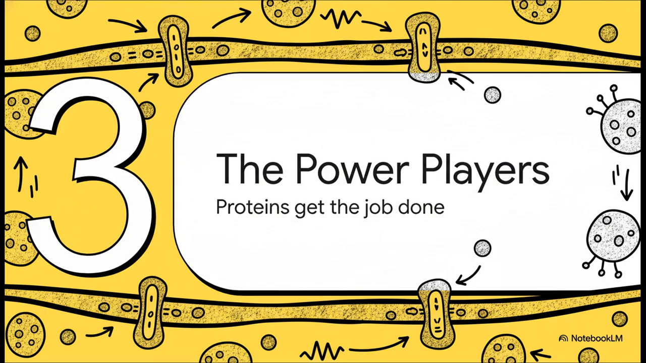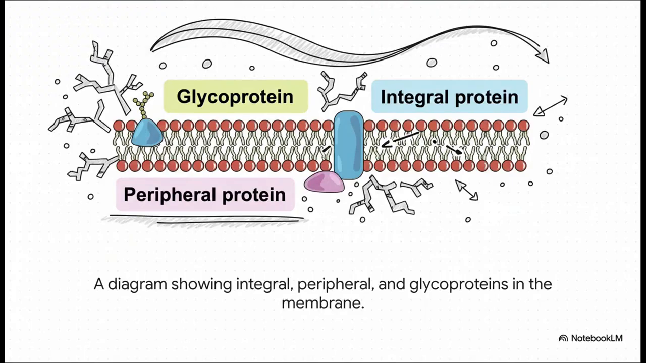These are the specialists that are embedded in that lipid wall, and they're the ones that get all the important jobs done. This diagram gives you a really great sense of it. You can see all these different proteins hanging out in and around the membrane. Some of them, the big integral proteins, go right through the entire thing. Then you've got others, the peripheral proteins, that are just kind of stuck to the surface on one side or the other. And some have these little sugary chains attached, making them glycoproteins.